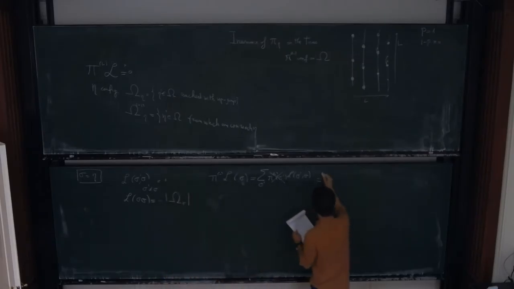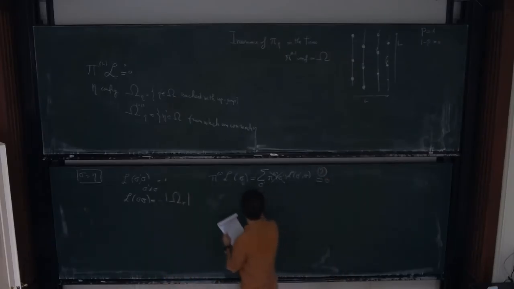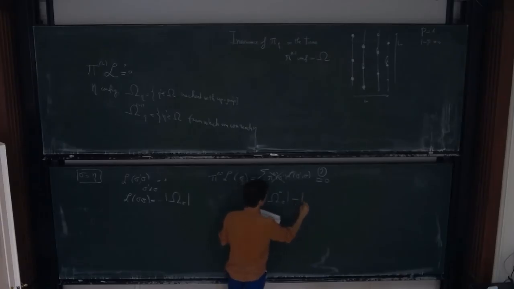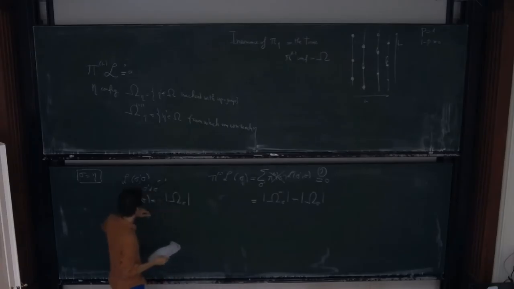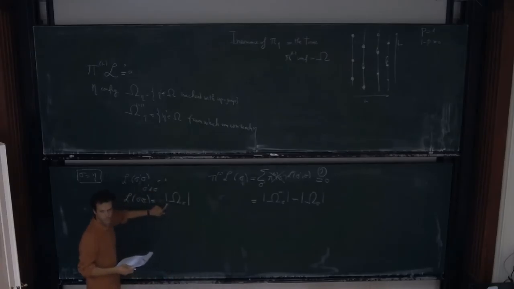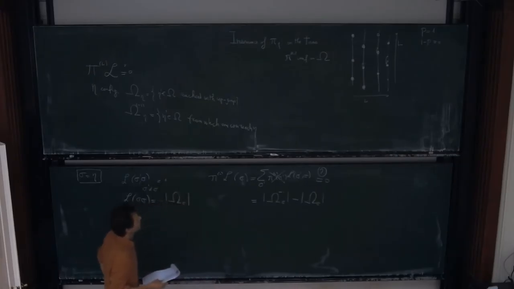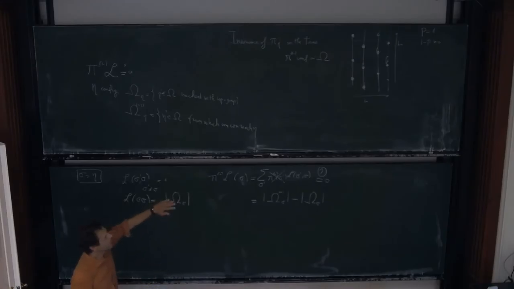Okay, so I want to check this, and this is simply the number of configurations from which I can go to sigma, minus the number of configurations to which I can go from sigma. I'm simply using this. Is pi really constant? Yes, here I'm taking pi to be the uniform measure on all possible configurations.